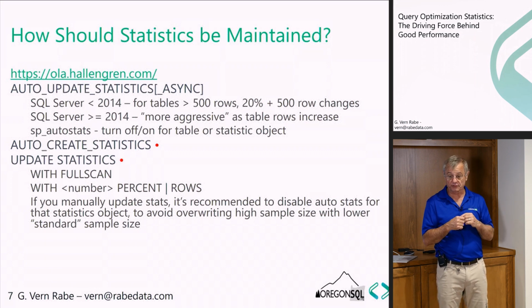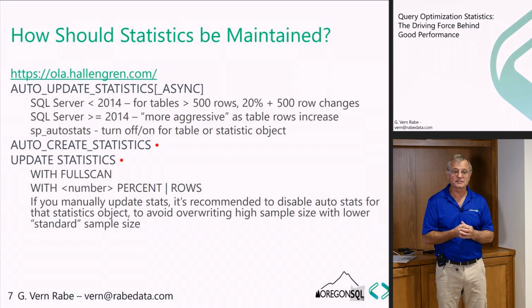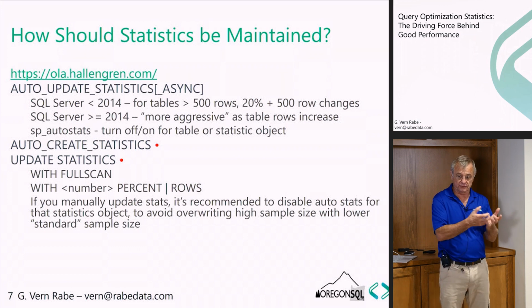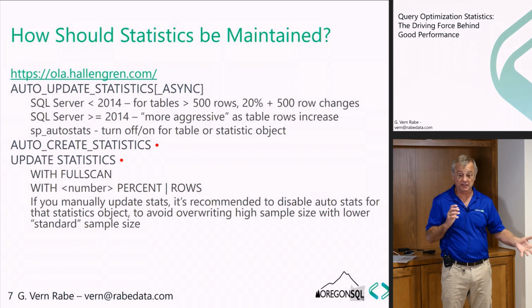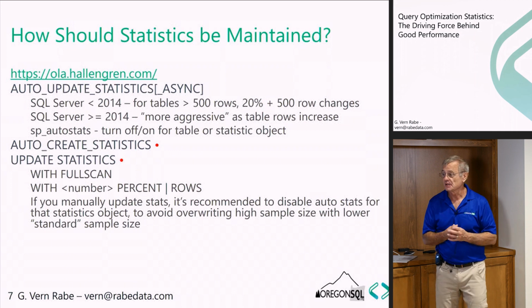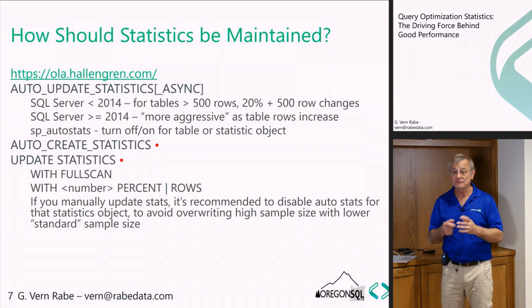If I do that, I want to make sure to turn off the automatic updating of it, because if I update it, I might update with full scan and get really accurate as possible numbers. But if the automatic updating occurs, it's not going to use my full scan. It's going to go back to its internal algorithm, which is something less than full scan, and I don't want that to happen if I'm doing a full scan. So anytime you're going to manage one manually, make sure to turn it off for that column.